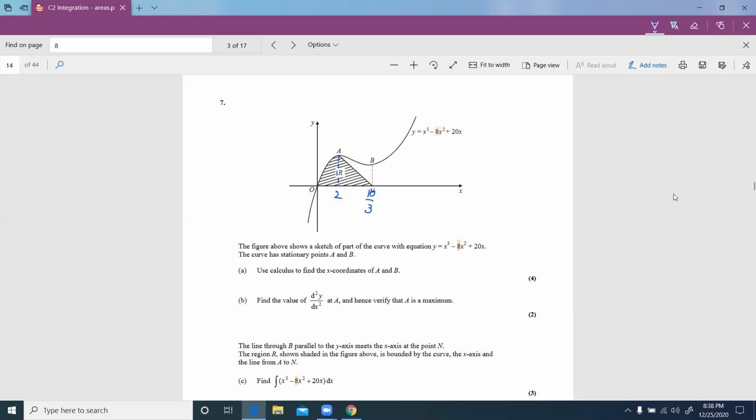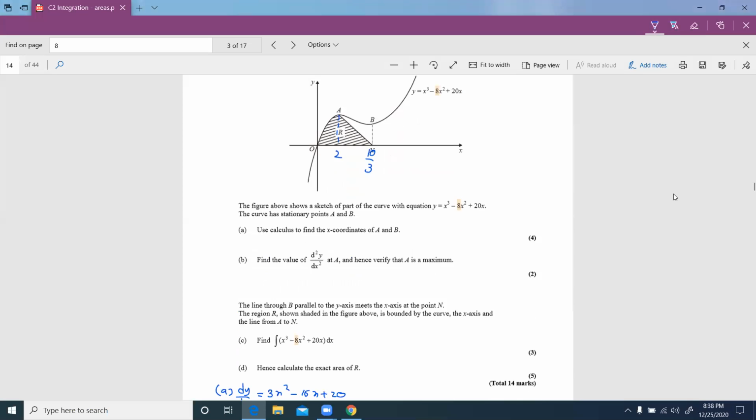10/3, right? Okay. Then the coordinate of B. Here they are referring to the x coordinate only, so we need the x coordinate only here, right? Okay. Find the value for d squared y by dx squared at A and hence verify that A is a maximum. So this is pretty simple.